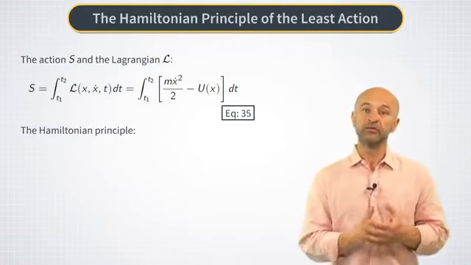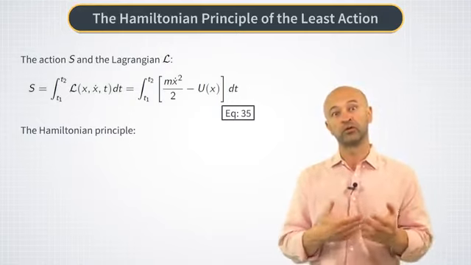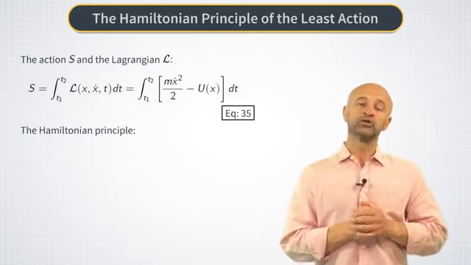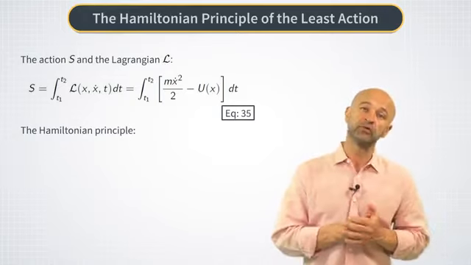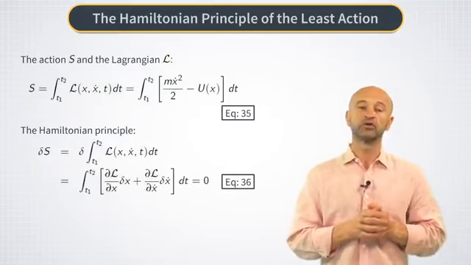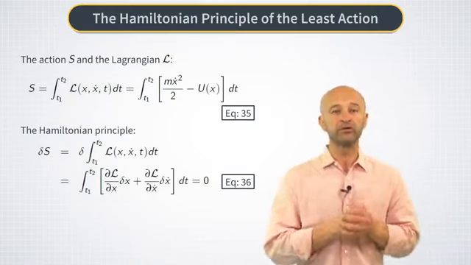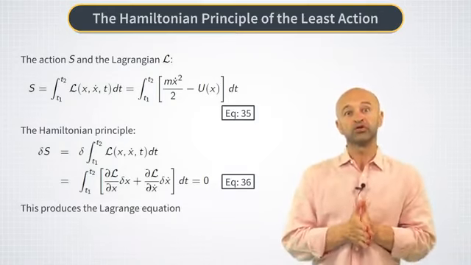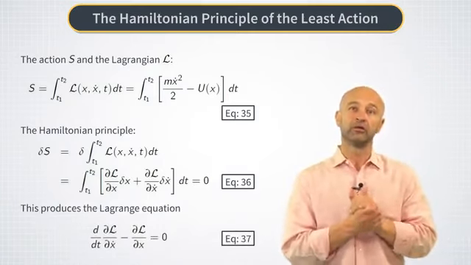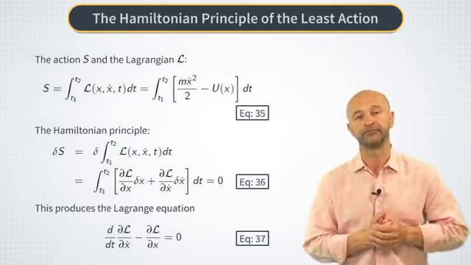If an action S is optimal for a given trajectory, then its variation under small variations of the trajectory itself should be zero. On the other hand, a variation of action can be expressed in terms of variation of the integrand of the action, as shown here in equation 36. And if in addition you integrate the second term here by parts, you will obtain the Lagrange equation shown here in equation 37. Lagrange equations are very general, and in particular they reproduce the Newtonian laws of dynamics.